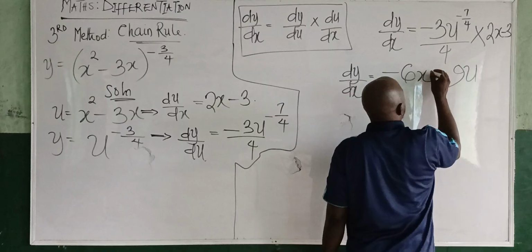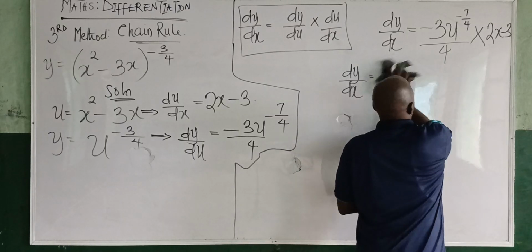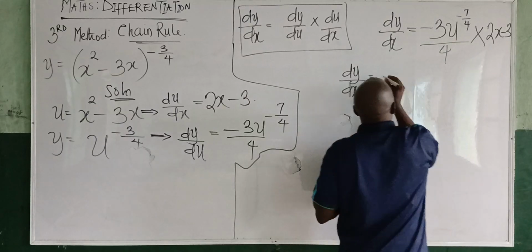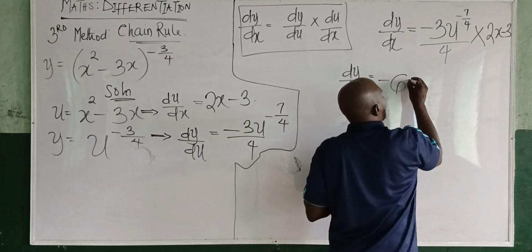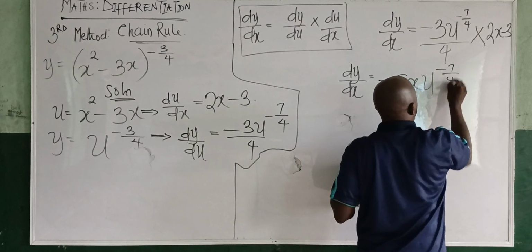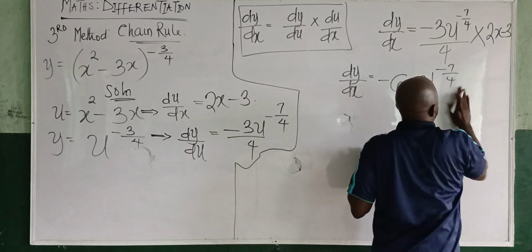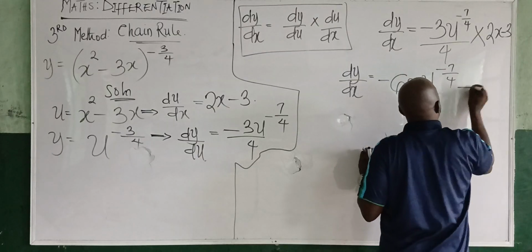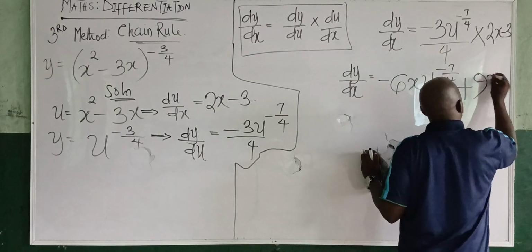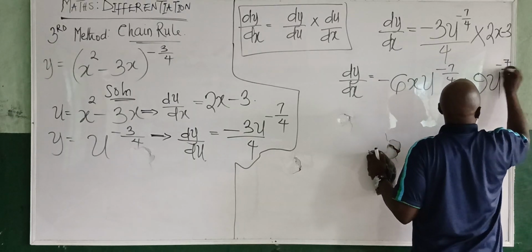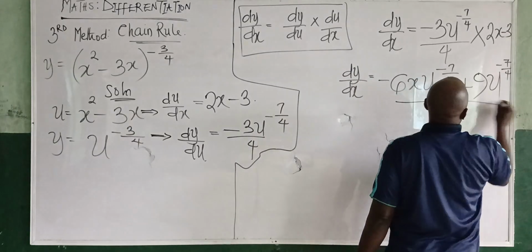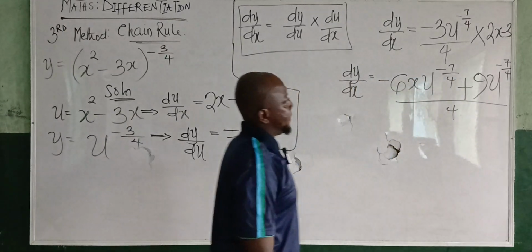So let me take it one step at a time. All of this one first, all of this one times this one. I'll have minus 6x, then u raised to the power of minus 7 over 4, then times minus, please, minus will affect this minus. I have plus here. This times this, I'm having 9 here. Then I will still have u raised to the power of minus 7 over 4. This is what I'm having here. So all of this becomes over this 4 here.